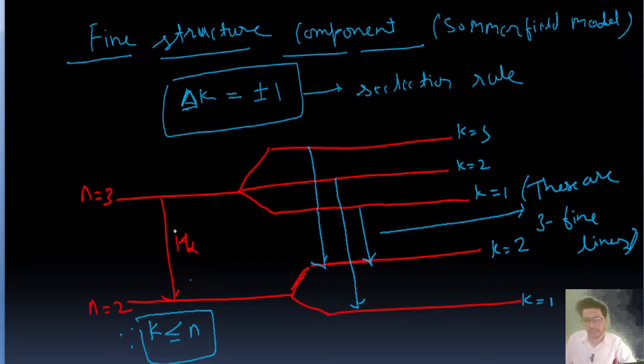Okay, so these are the fine structure components. Okay, guys, and k we know, right? K is the azimuthal quantum number. That is k.